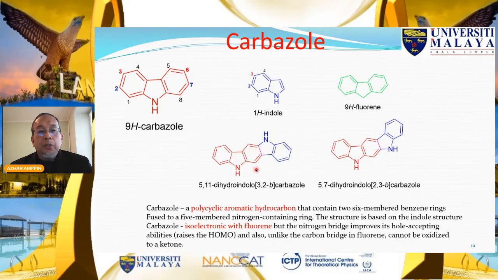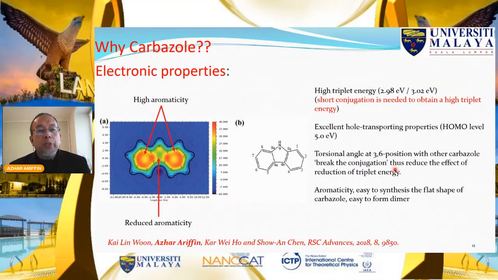Other than carbazole, we can also have indolocarbazole. With this indolocarbazole, you can have the nitrogens facing opposite to each other, or you can have the nitrogens facing each other. These two structures also have good properties for making an OLED device. So this is the basic structure of carbazole, and then you can make indolocarbazoles like this one and this one as well.